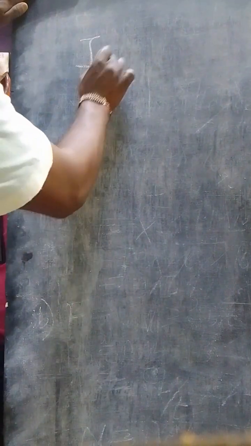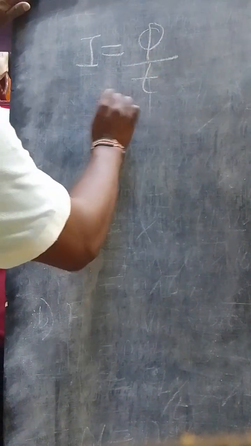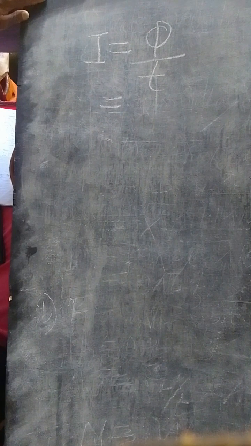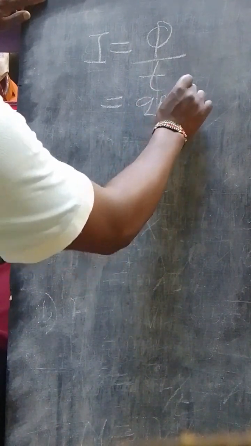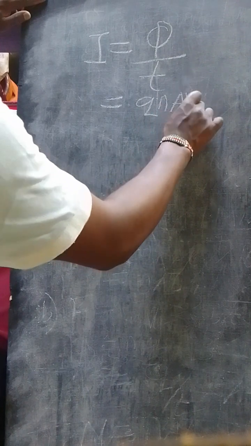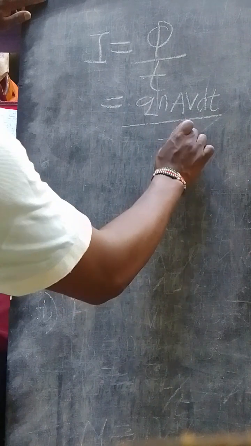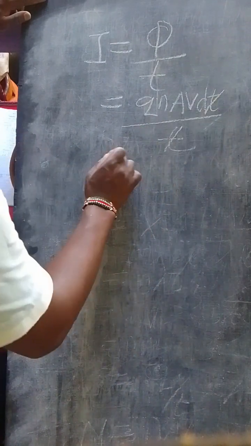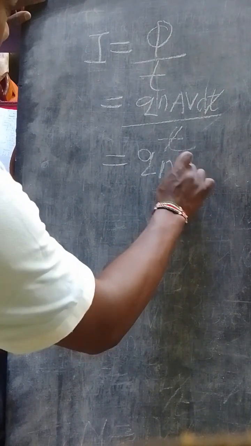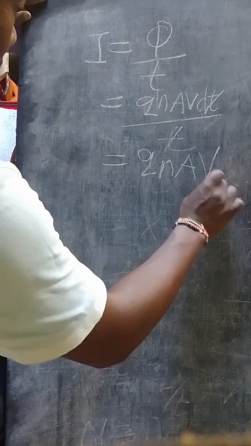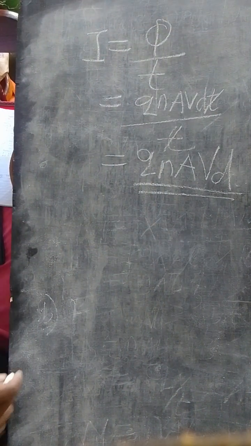So current is given by Q over T, and our Q we said is equal to Q N A Vd t over time. So time and time will cancel here, and they will say the current in that conductor will be equal to this. This will be the current.